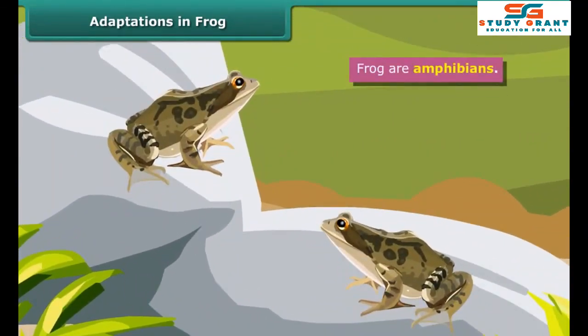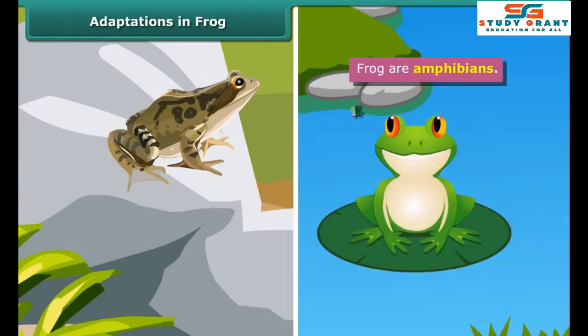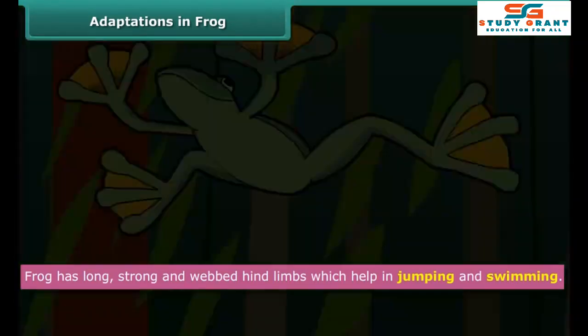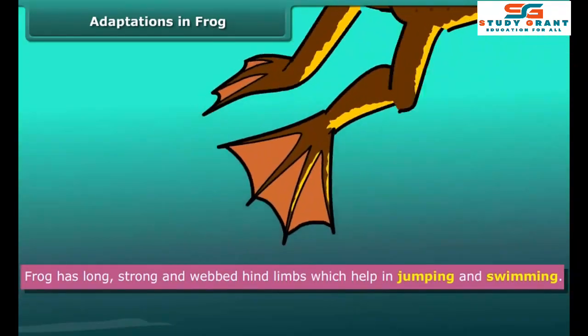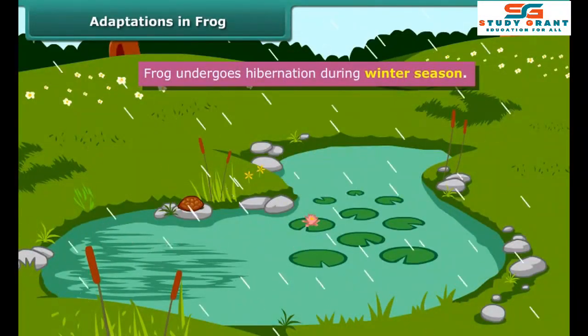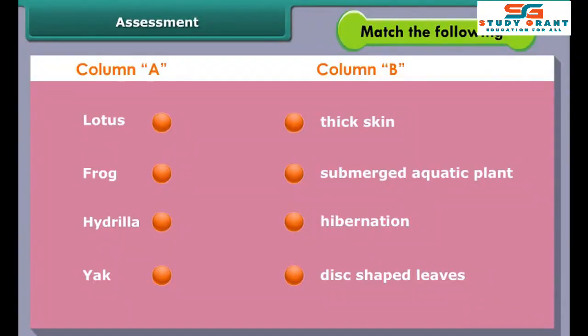Students, you might have seen lotus floating in ponds and lakes. These plants show various adaptations to live in water. Lotus plants have a long and hollow stem, which attaches the plant to the base of the pond. Roots are short. Leaves are wide and disc-shaped, thus helping the plant to float on the water surface. Some aquatic plants remain submerged in the water, for example, hydrilla.